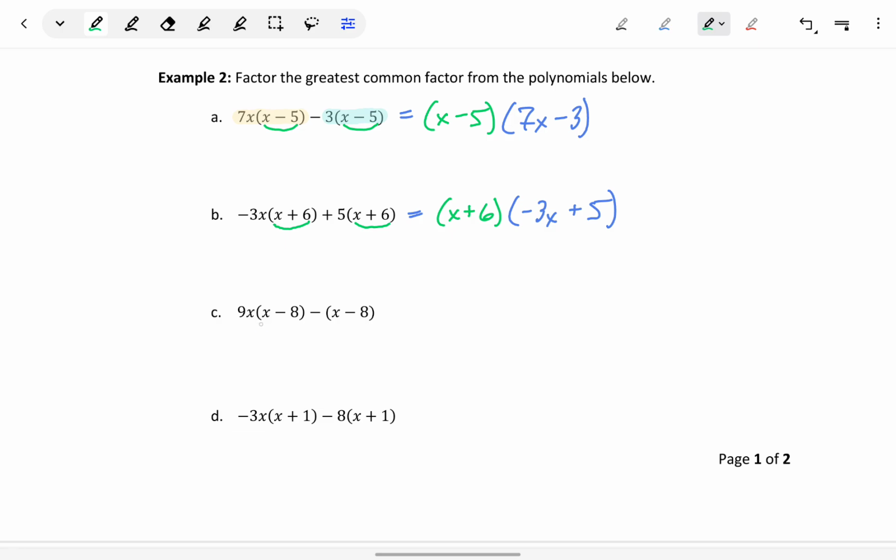In part C, we have x minus 8 that's common between each of these terms. And what would be helpful is to recognize that we can always think of there being a 1 multiplied by anything that we want. So the second term is really 1 times x minus 8. So after we factor out that x minus 8 that's common between these two terms, what we're left with is 9x minus 1.